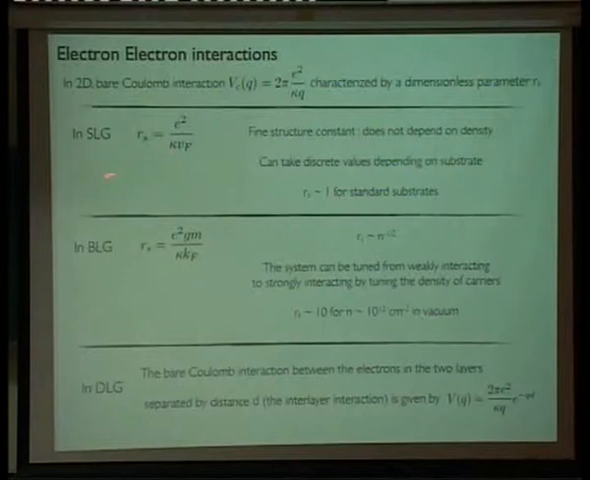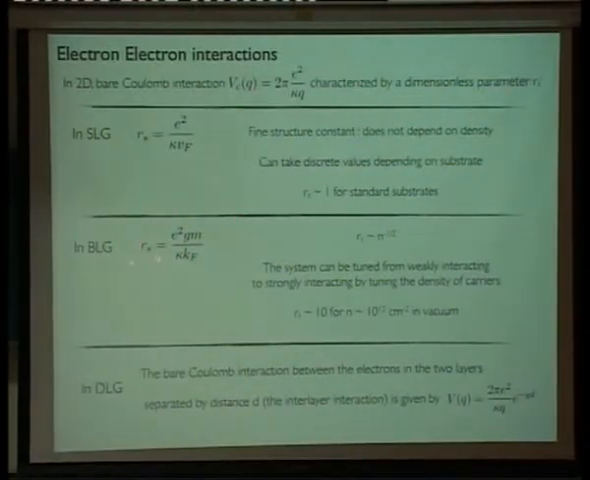One more thing, since we are going to talk about the effect of electron-electron interactions. In 2D, the bare Coulomb potential goes as 1 over q, but it's characterized by a dimensionless parameter r_s. Now in graphene, since you have linear density of states, r_s is e² over κ v_F. Now v_F is basically the graphene Fermi velocity and it's given to you. So the only thing you can change r_s by is by changing κ. So it can take a few discrete values, and r_s is of the order of 1 for most standard substrates. So you don't have much chance of tuning the dimensionless interaction strength.